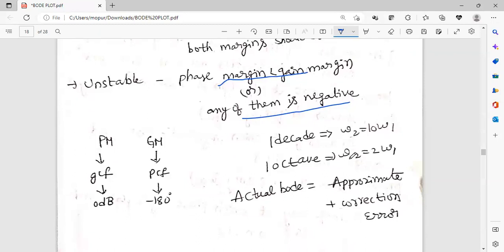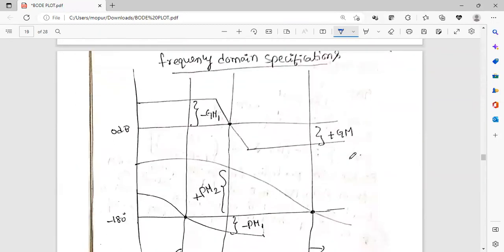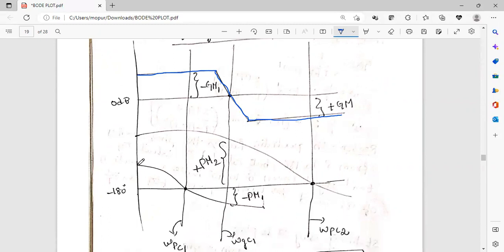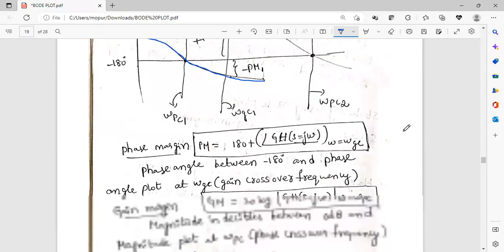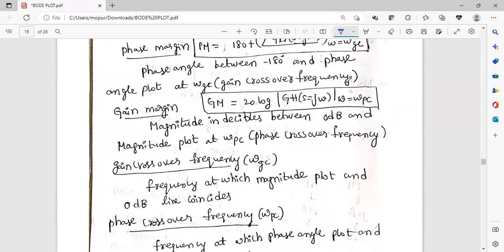We will see that. First thing is, let us assume this is the magnitude plot of Bode. And then let us assume this is the phase angle plot of Bode. Now, phase margin is first of all defined. We will see what is meant by phase margin.